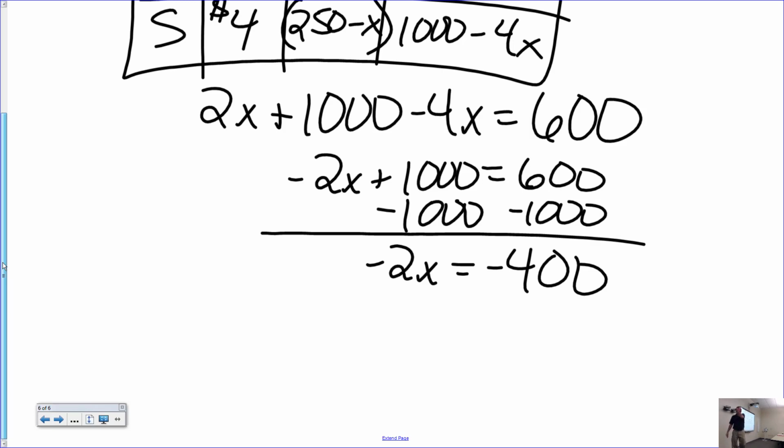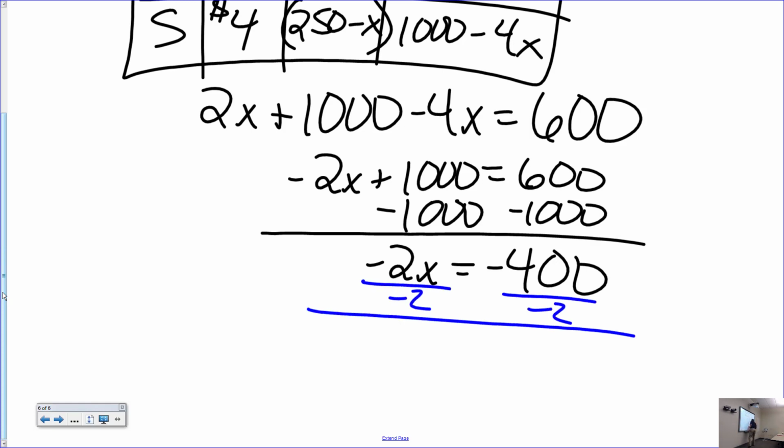So now we can divide by the -2 and we'll get a positive number and we feel a little bit safer, right? So now divide by the -2. And what is negative 400 divided by -2? Positive 200.